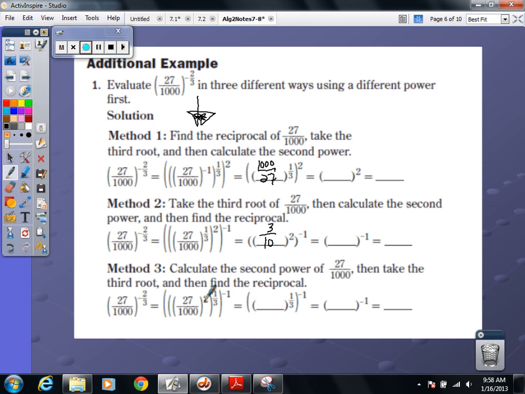Or I could square it first, which I never would do because that's going to be really large. 27 squared, 729 over, now I'm going to have 6 zeros. Then take it to the 1/3 power and then invert it. The order doesn't matter. I prefer these 2 routes personally because when you square things, the numbers generally get bigger and it makes things a little bit more confusing. But it does not matter. Your answer will wind up the same. Okay?